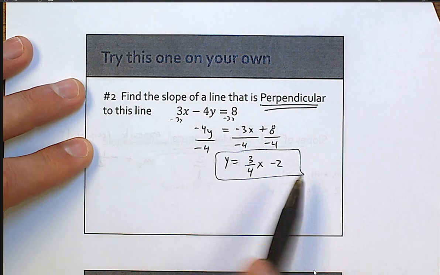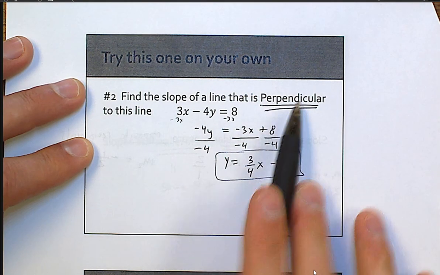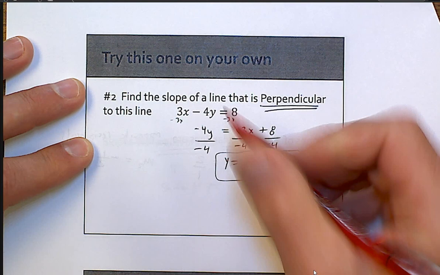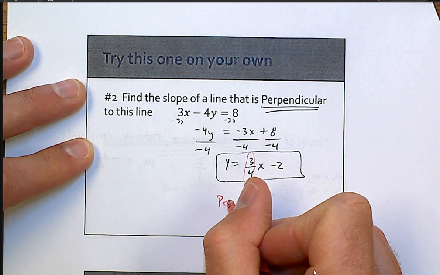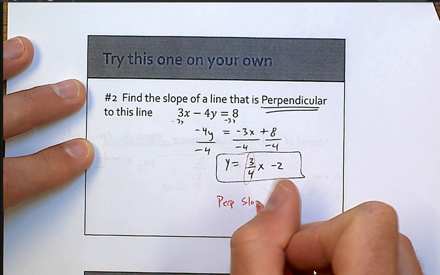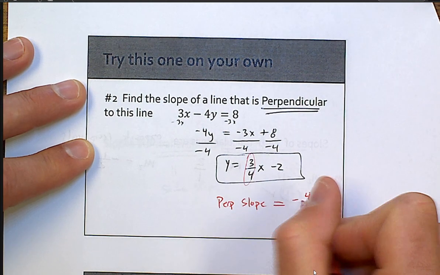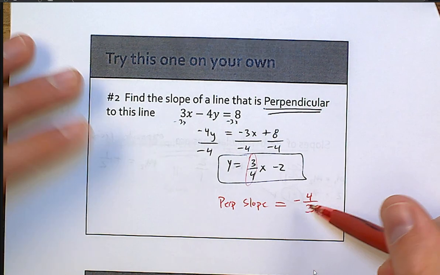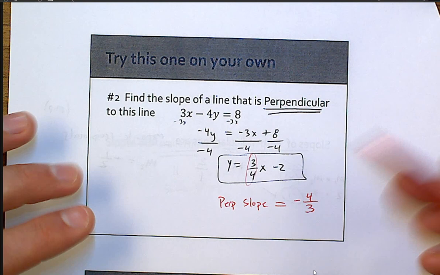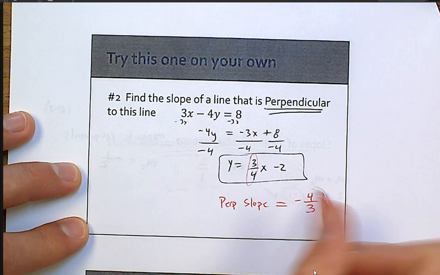The question says find the slope of a line that's perpendicular to this line. So if this is the slope of the line, then what does it need to be in order to be perpendicular? The perpendicular slope would be negative 4/3. Since that one's positive, the other line perpendicular to it would have to be negative, and we flip the fraction, so that would be our answer.